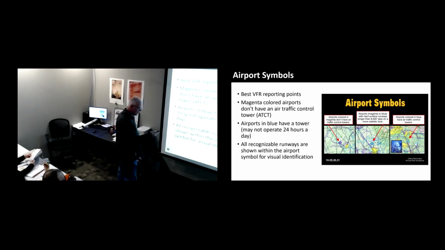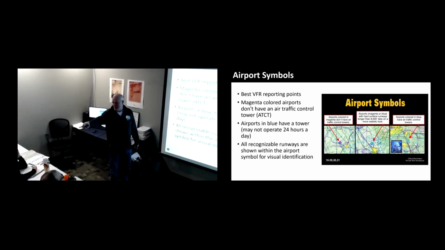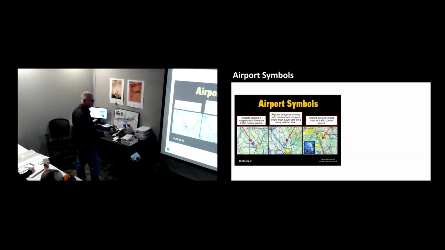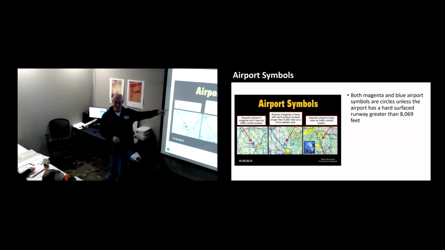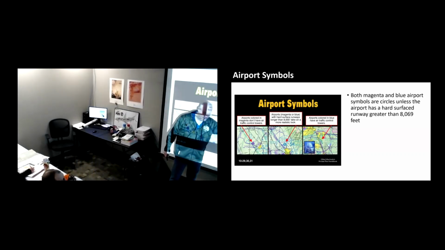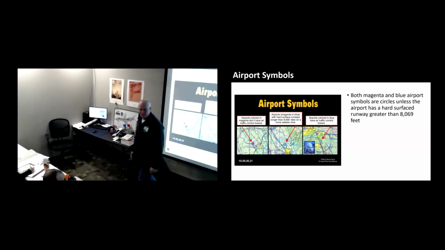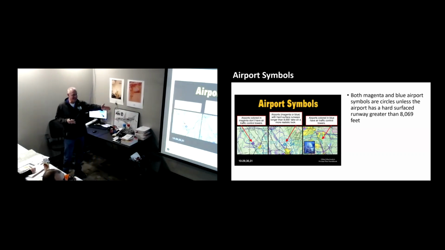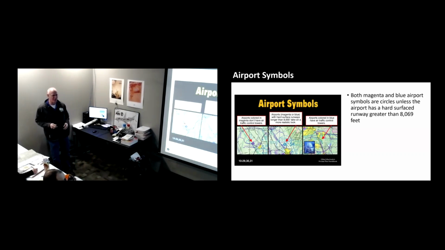Over here, next slide. If they're more than 8,069 feet, and he's going to look at me and say, why 8,069 feet? I have no idea, but that's the magic number. If an airport is more than 8,069 feet, it's going to be identified not by a circle, but by what looks like an actual runway designation. So the larger airports with longer runways, you're not going to see in a circle, but you're going to see the actual runway configuration.